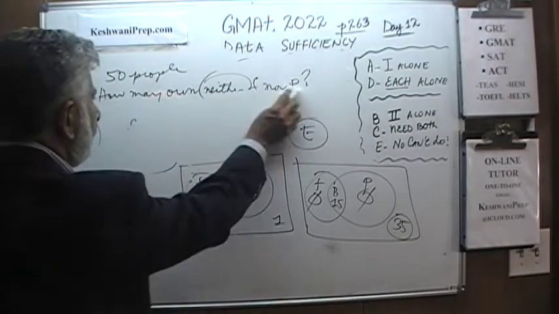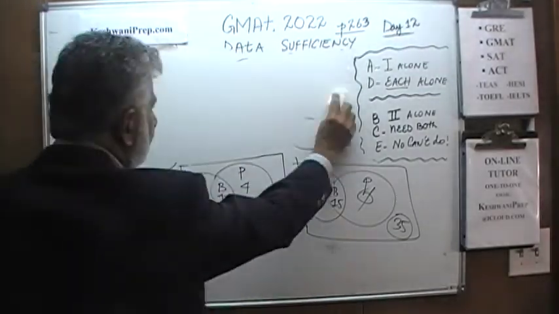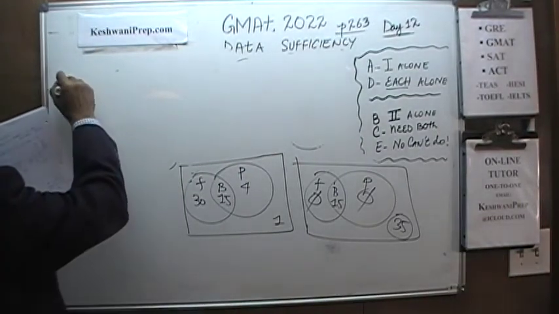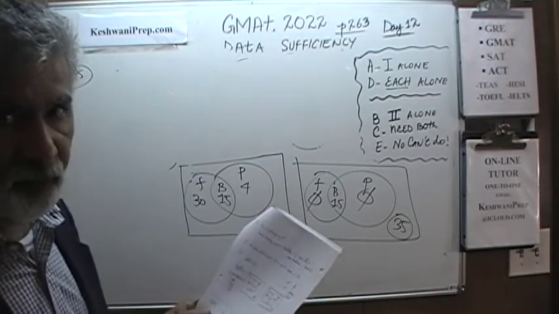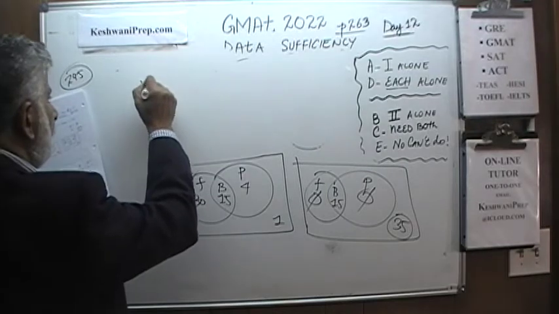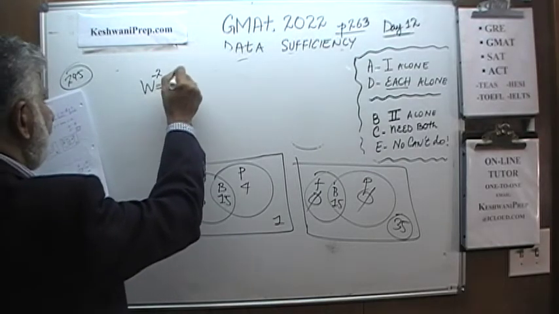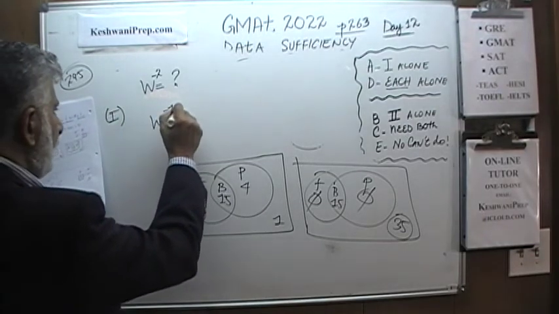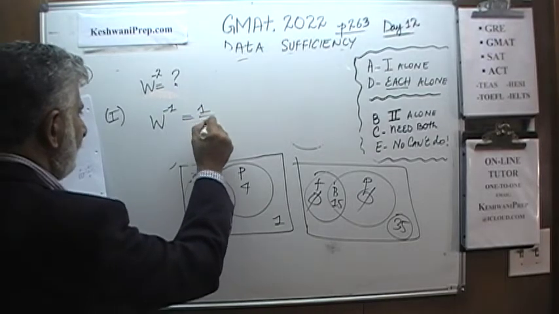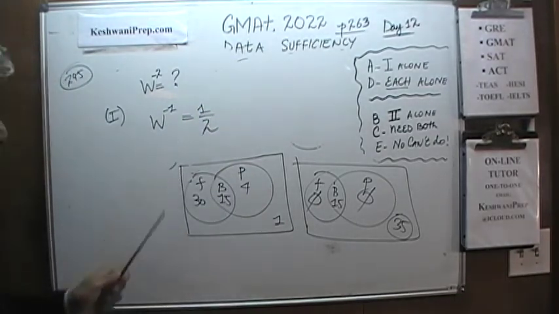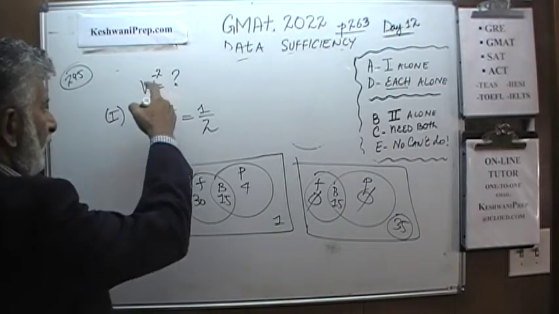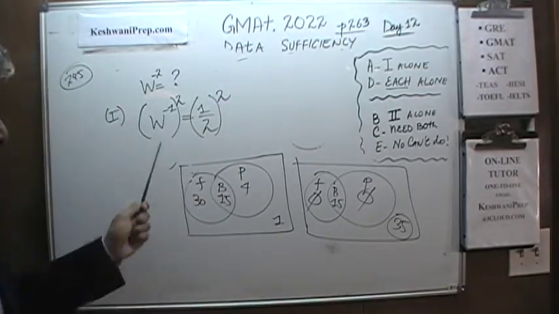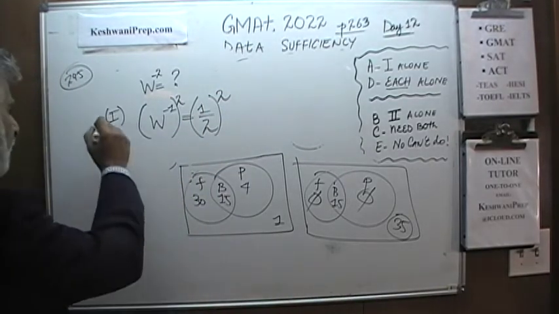Number 295. Number 295 is a very silly question. It's a gift. Whenever I say it's a silly question, that's a gift. It's just too simple. The question here is, how much is W raised to negative 2? The first statement tells us that W raised to negative 1 is half. Well, if W raised to negative 1 is half, if you want W raised to negative 2, all we have to do is square the two sides. And we have our answer. W raised to negative 2 is 1 quarter. So the first statement by itself is enough.